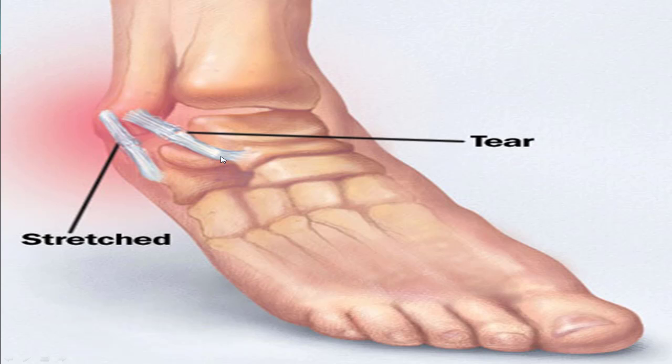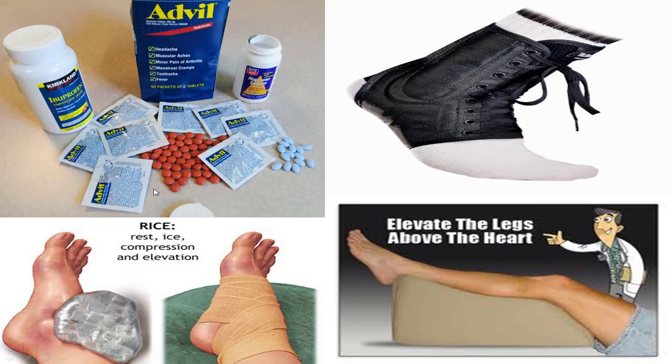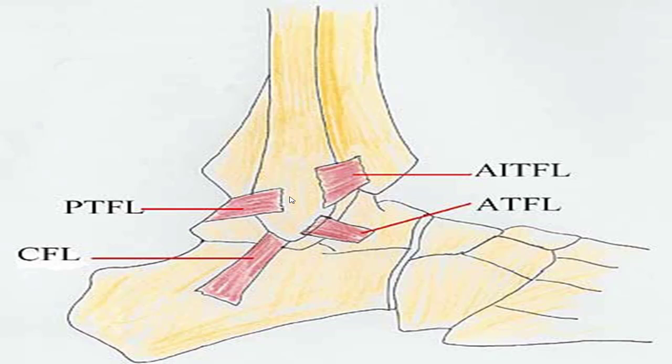Now here you have an example of a tear of the anterior talofibular ligament with a partial stretch of the calcaneofibular ligament. And I'm going to show you how to quickly take care of that with anti-inflammation to cut down your healing time from weeks to days if it is stretched, and from months to weeks if it is partially torn. So on the outside of your ankle, you have three main ligaments that are damaged.